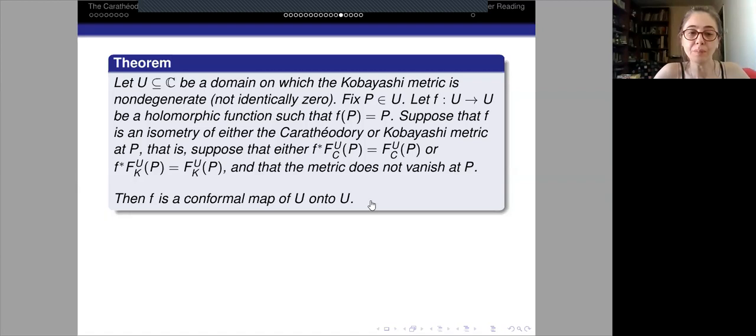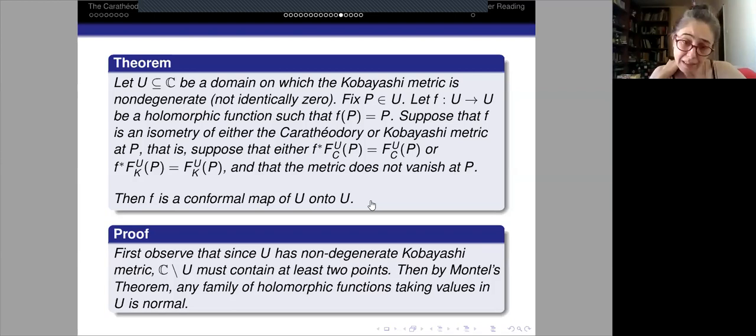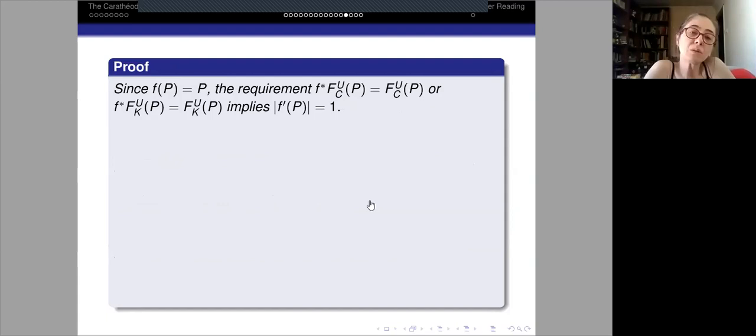Now, first observe that since U is non-degenerate, C minus this domain must contain at least two points, because otherwise the metric will be identically zero. So if this is the case, by Montel's theorem, any family of holomorphic functions taking values in U will be normal. We will do it for one metric and the second is the same. So the requirement that the pullback of our metric at the point P equals the value of the metric at the point P implies that the magnitude of F prime at P is equal to 1. You can directly see this when you write the definition of the pullback metric.